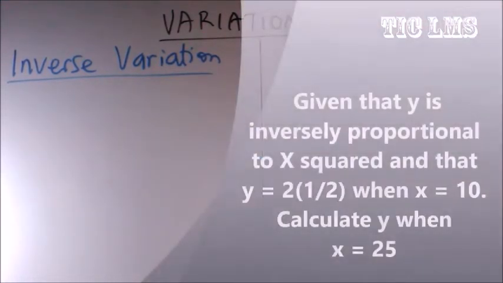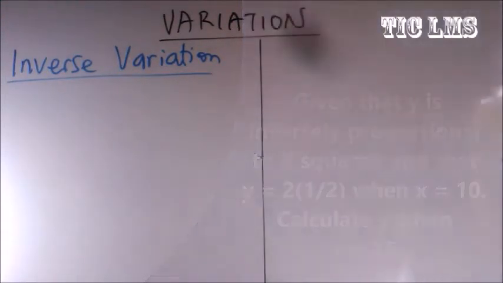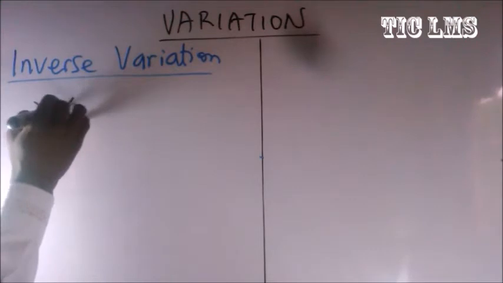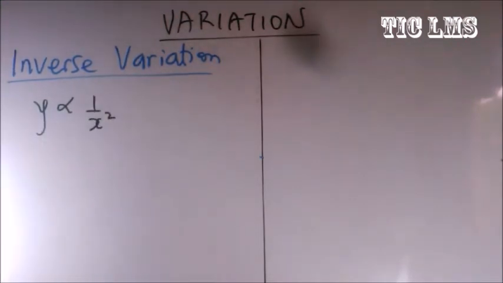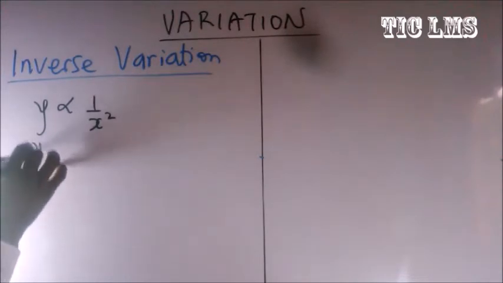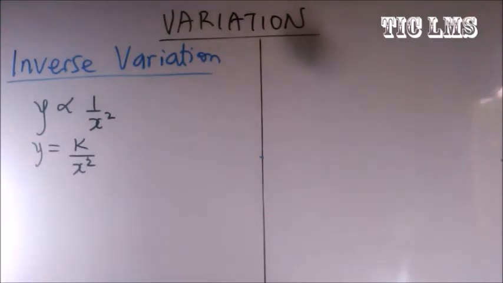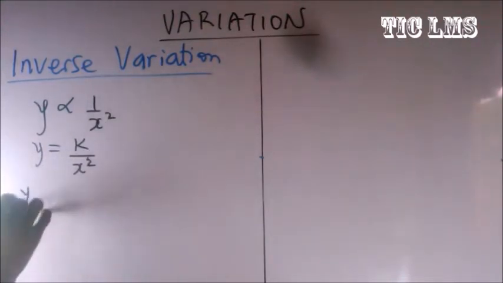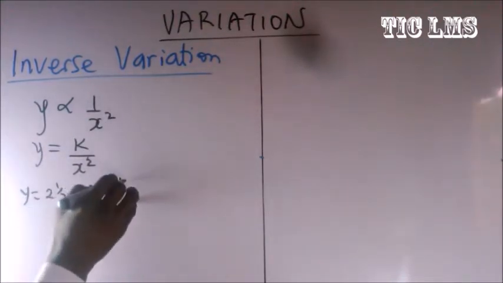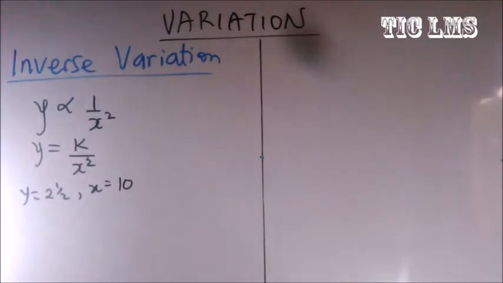Example 1. Given that y is inversely proportional to x squared, and that y equal to 2.5 when x equal to 10, calculate y when x equal to 25. So we calculate it like this. We are told that y is inversely proportional to x squared. So when we remove the proportionality sign, we have y is equal to k over x squared. Now we're told that y equal to 2.5 when x equal to 10. So we substitute those into the equation.